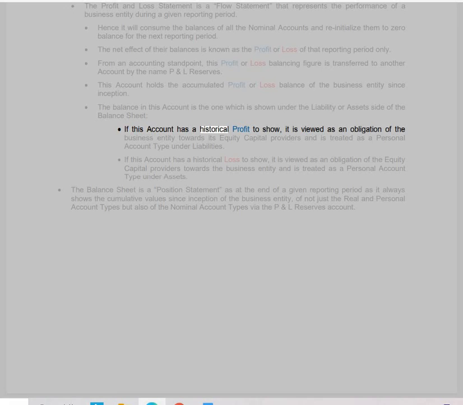If this account has a historical profit to show, it is viewed as an obligation of the business entity towards its equity capital providers and is treated as a personal account type under liabilities. If this account has a historical loss to show, it is viewed as an obligation of the equity capital providers towards the business entity and is treated as a personal account type under assets.